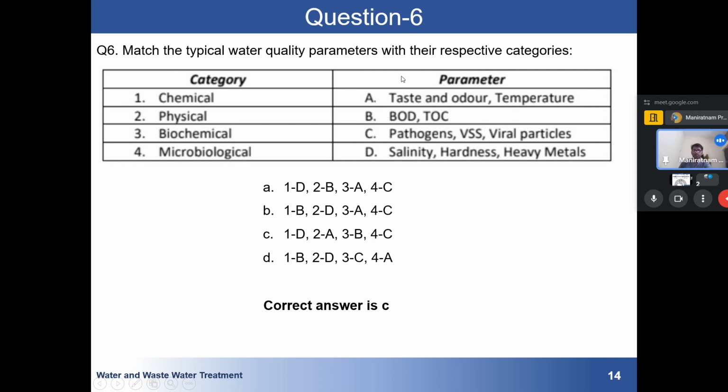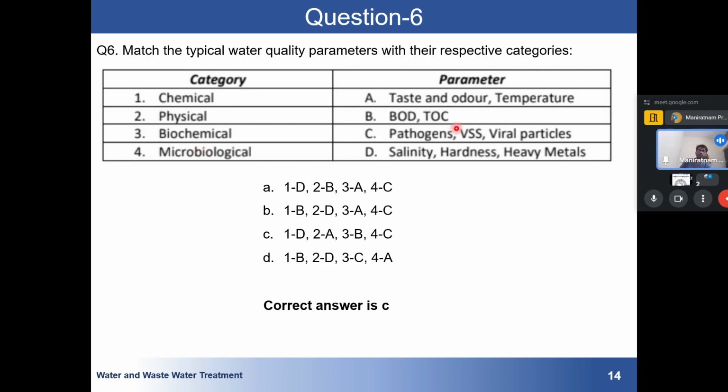Remember when I was discussing this question, I discussed it in a wrong way. I hope you understood that they are just asking what the different water quality parameters are. So what are the chemical parameters? Salinity, hardness, alkalinity. Then pH of the system is also a chemical property. Then physical parameters are taste, odor, temperature, conductivity, dissolved and suspended solids. All these are physical parameters.